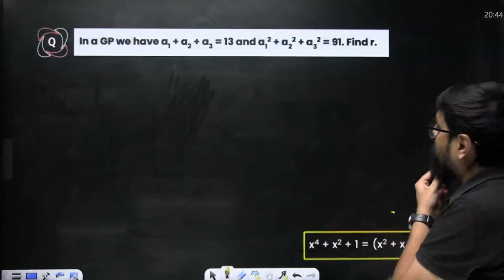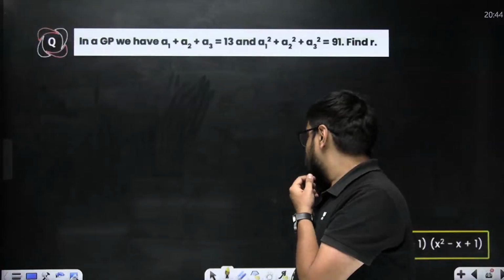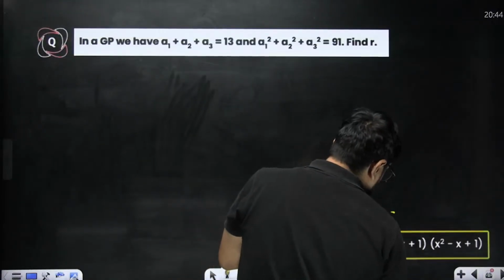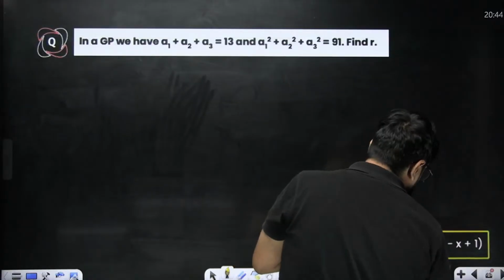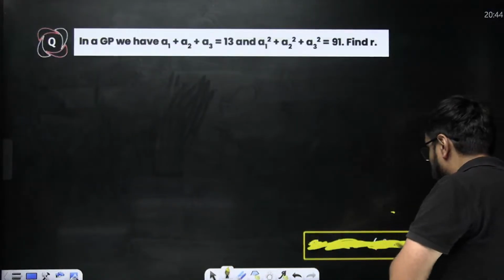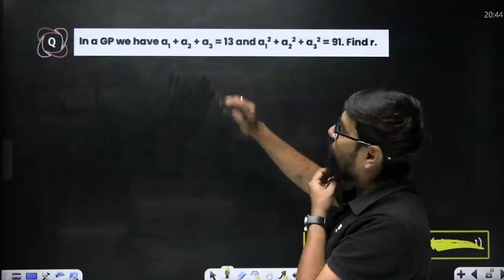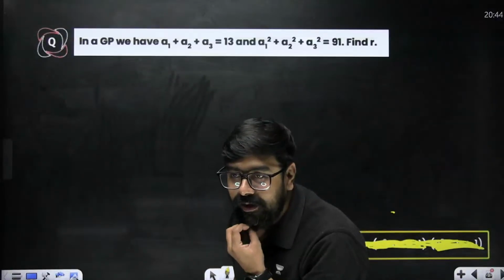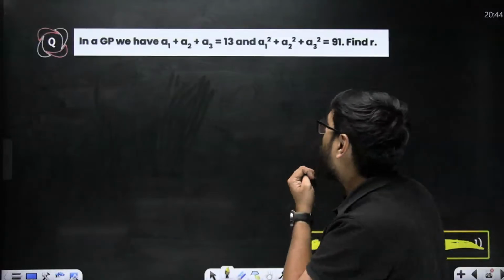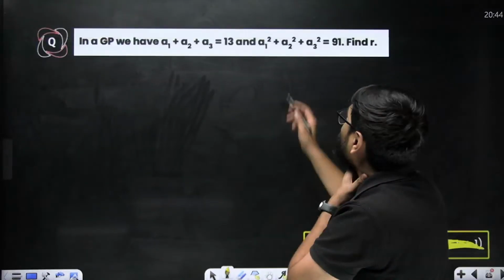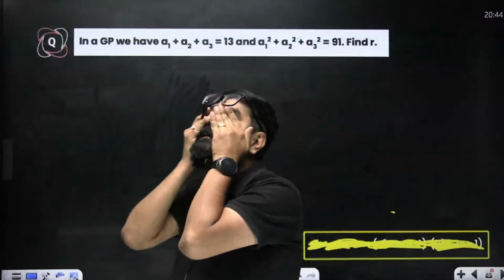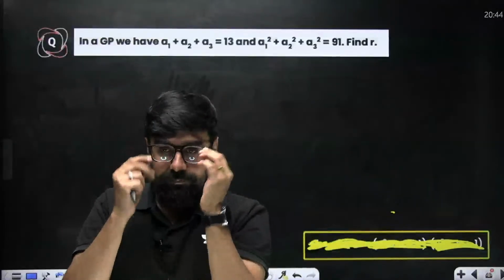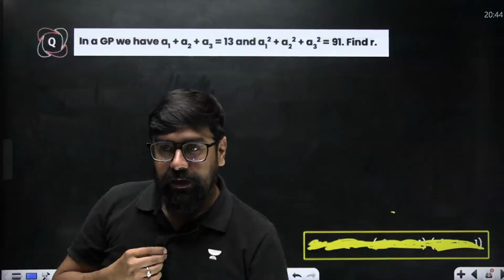Chalo, let's try this one. In a GP, we have A1 plus A2 plus A3, that means first term plus second term plus third term, equal to 13. And A1 square plus A2 square plus A3 square is 91. Find R. Try this for a minute. I'll just have some water and come back.